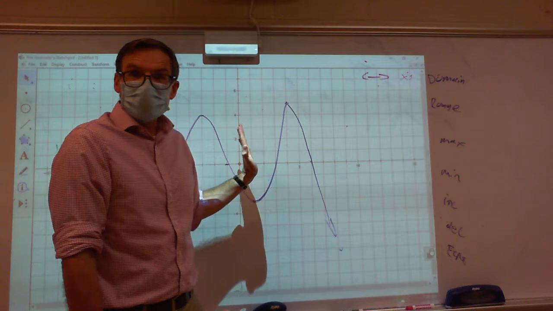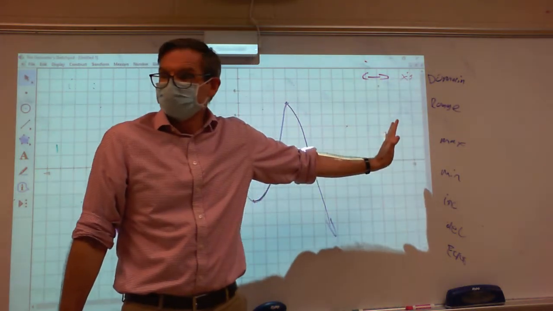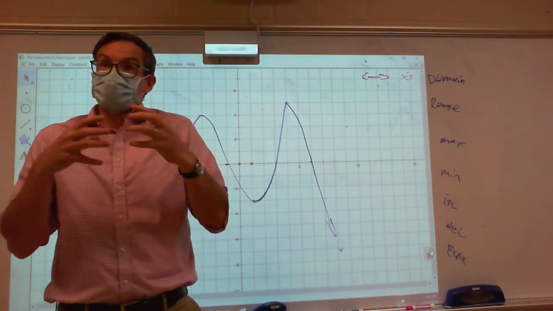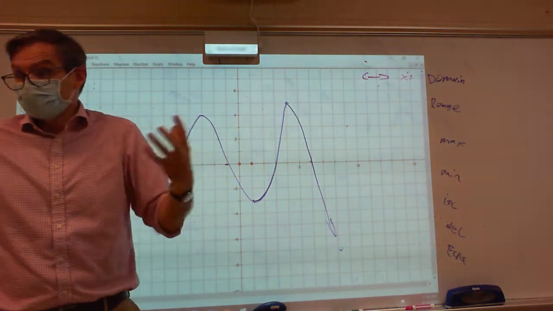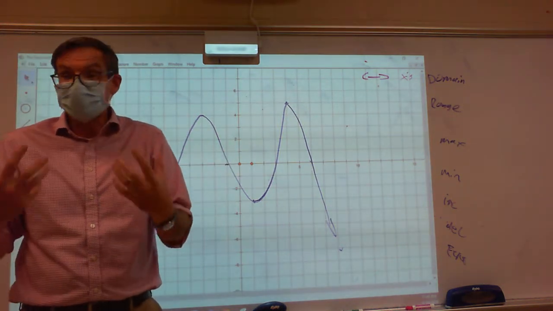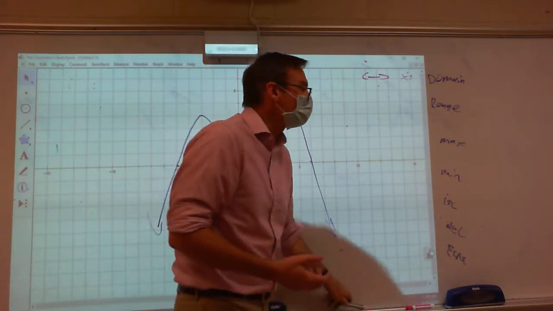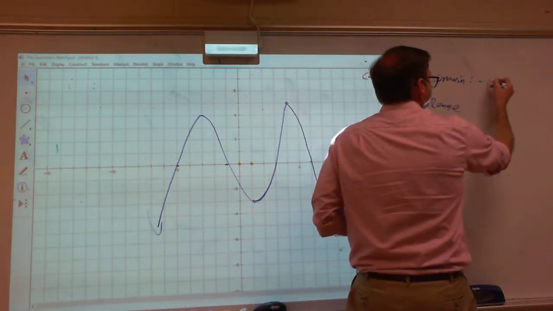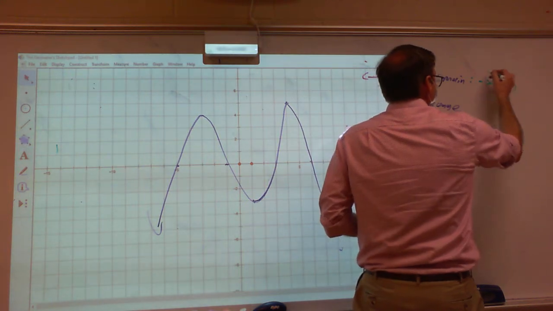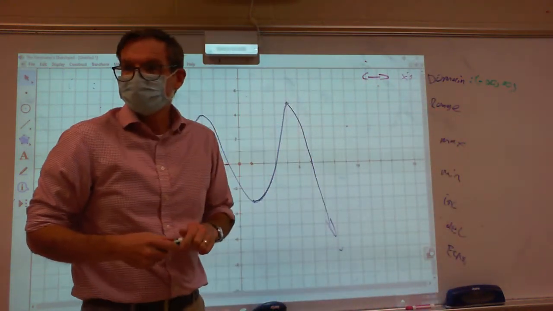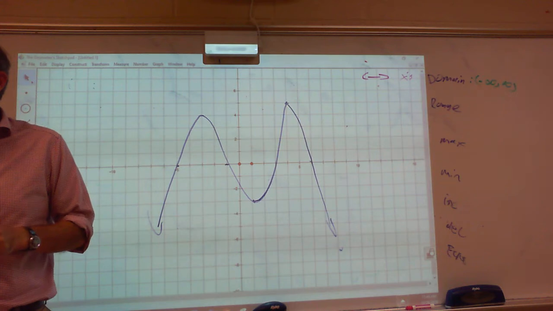Similarly, are there any restrictions as we go to the right? So our domain is actually going to be everything. And actually, for any polynomial, your domain is everything. When we write that in interval notation, that means our domain is going to go from negative infinity to positive infinity.